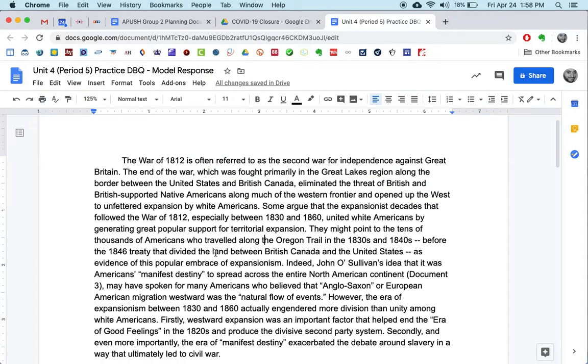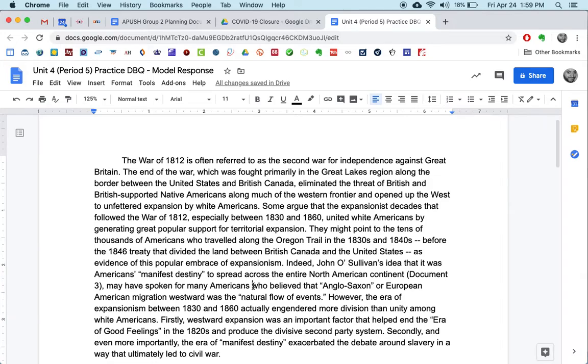Okay, so here's what I do. I provide a document. One of the documents there is document 3, John O'Sullivan's idea that it was Americans' manifest destiny to spread across the entire North American continent. So there's me describing the document a little bit. And then I say, it may have spoken for many Americans who believe that Anglo-Saxon or European migration westward was the natural flow of events. So what I've done there is two things with the document. Again, I described it a little bit. John O'Sullivan's idea that it was Americans' manifest destiny to spread across the entire North American continent.